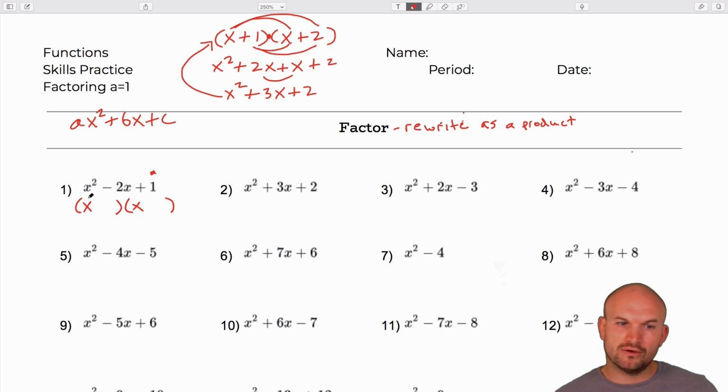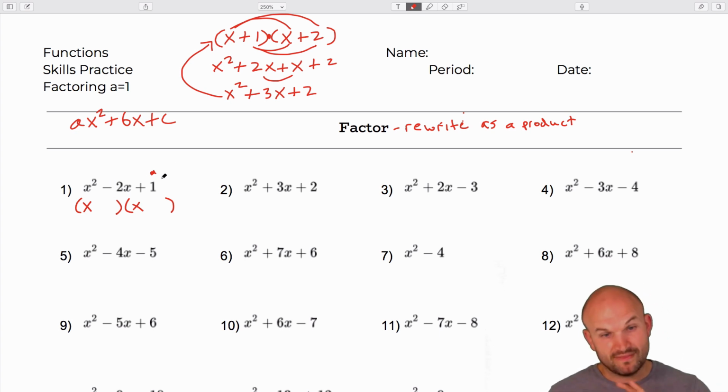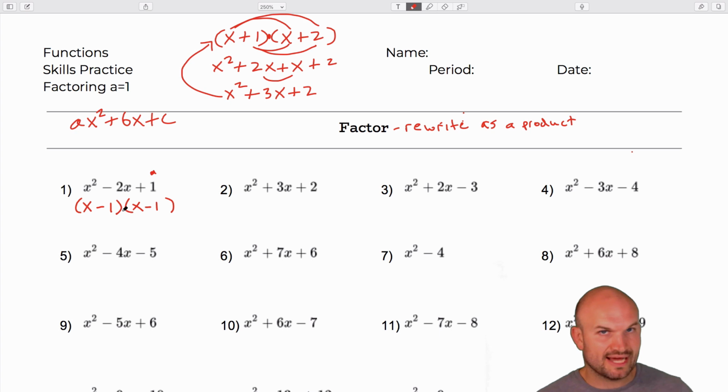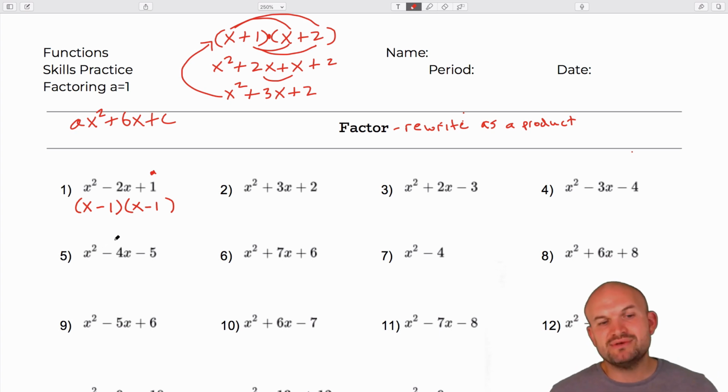So then we think, well, what if we did negative 1 times negative 1? That would still multiply to give us a positive 1. But now when I combine them, negative 1x plus negative 1x gives you negative 2x. And you can see how that works out.